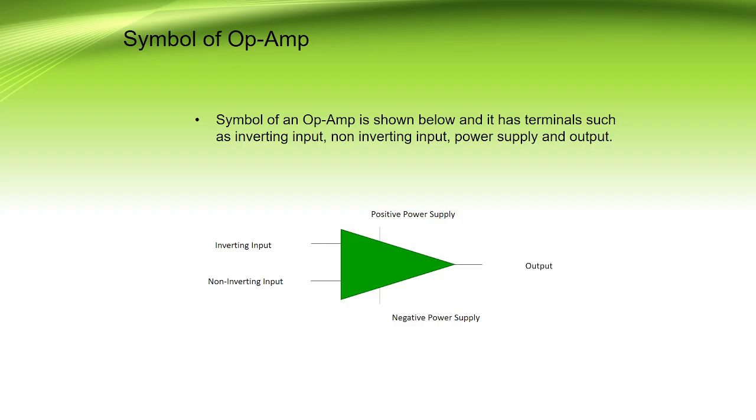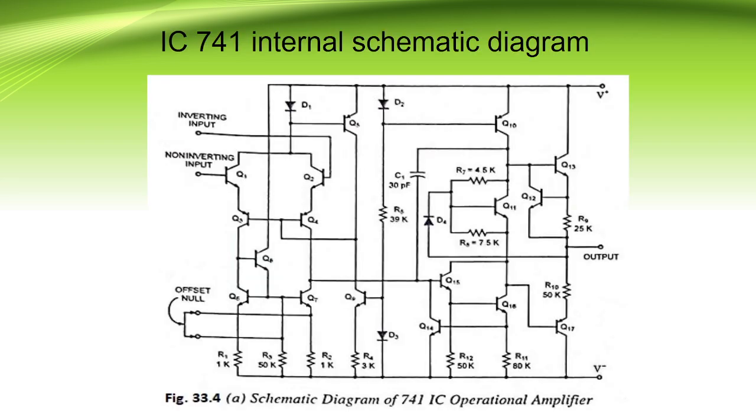This is the symbol for the operational amplifier. It is shown below. It has commonly used 5 terminals displayed here. They are the inverting input terminal, non-inverting input terminal, positive power supply, negative power supply, and output. The internal schematic diagram of IC 741 is shown below. It is constructed using numerous transistors, resistors, few diodes, and capacitor.